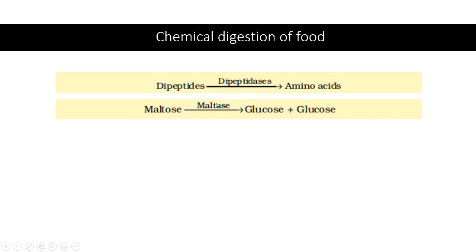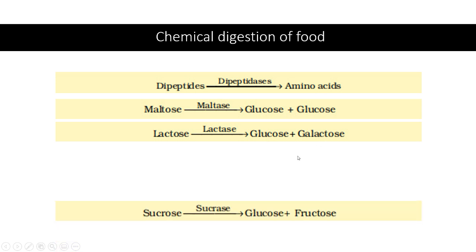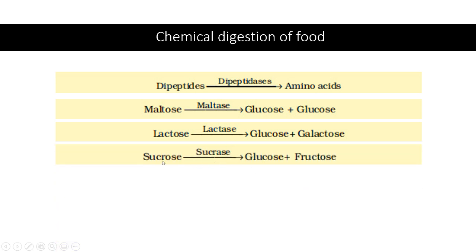Maltose can be converted by maltase enzyme into glucose and glucose. So maltose, a disaccharide, is converted into the monosaccharide glucose. Lactase is an enzyme acting on lactose, converting lactose into glucose plus galactose. Sucrase is another enzyme acting on sucrose, converting sucrose into glucose plus fructose. So maltose, lactose, and sucrose are all disaccharides, and they are converted into monosaccharides by maltase, lactase, and sucrase respectively.